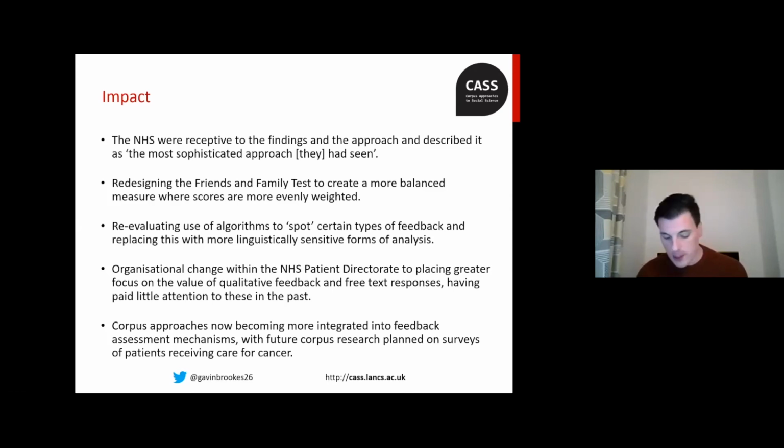The NHS are now placing greater emphasis on the qualitative responses and on taking a bottom-up approach to analysing those too. In fact, to the extent that the training videos that we've provided, which show staff how to use corpus methods, are now hosted on the NHS's training hub. And it's a resource that analysts are encouraged to use. And the NHS now wants us to help them to look at feedback on cancer in the UK specifically. So that's a project that we have very recently started working on.